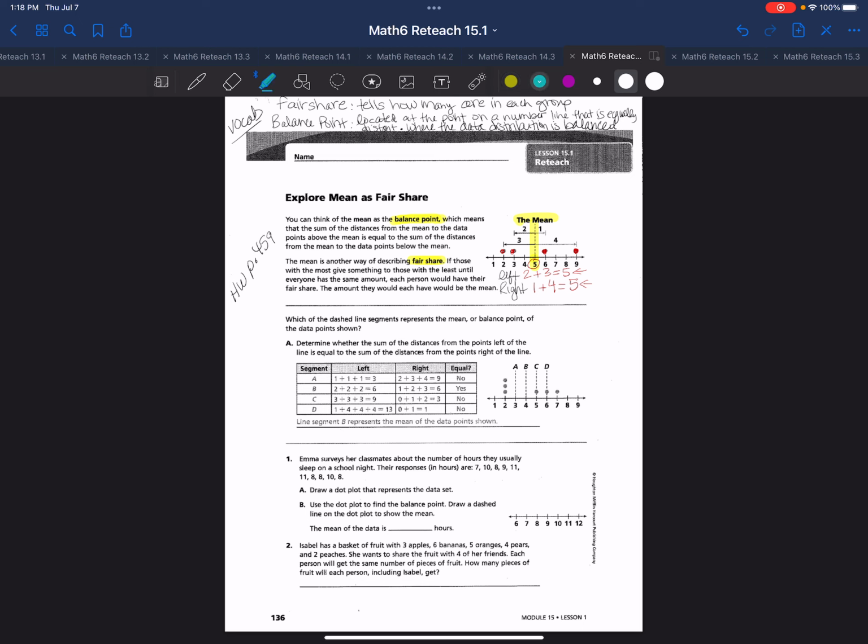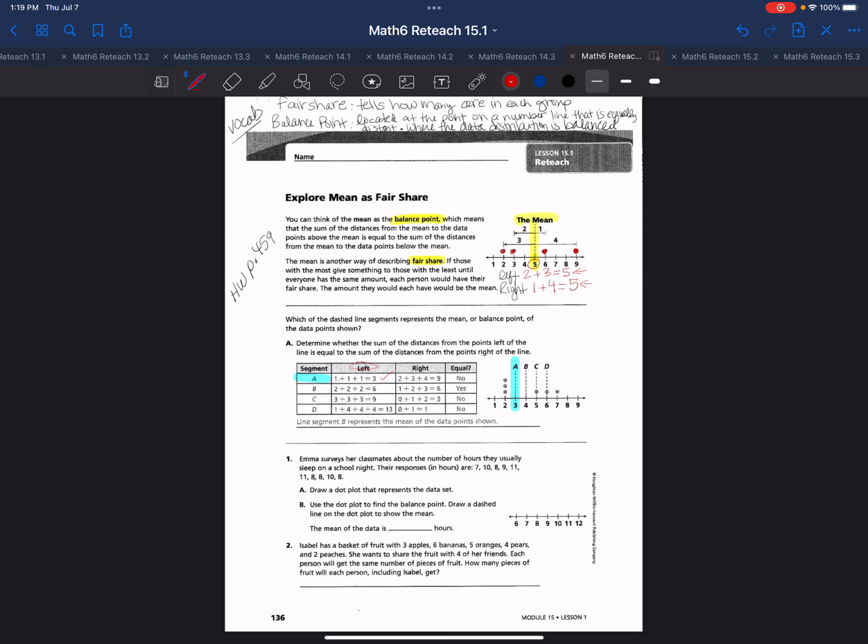We're going to look at segment A and its dashed line. We're going to determine whether the sum of the distances from the points to the left is equal to the sum of the distances from the points to the right. So again, we're looking at left. For segment A, there are three dots to the left, so 1 plus 1 plus 1 equals 3. There are three dots, and they're one space away from 3.